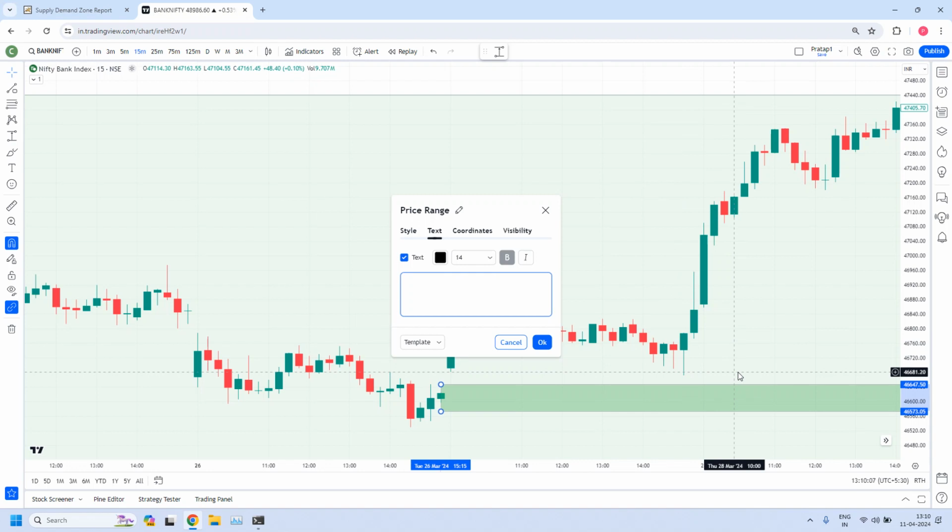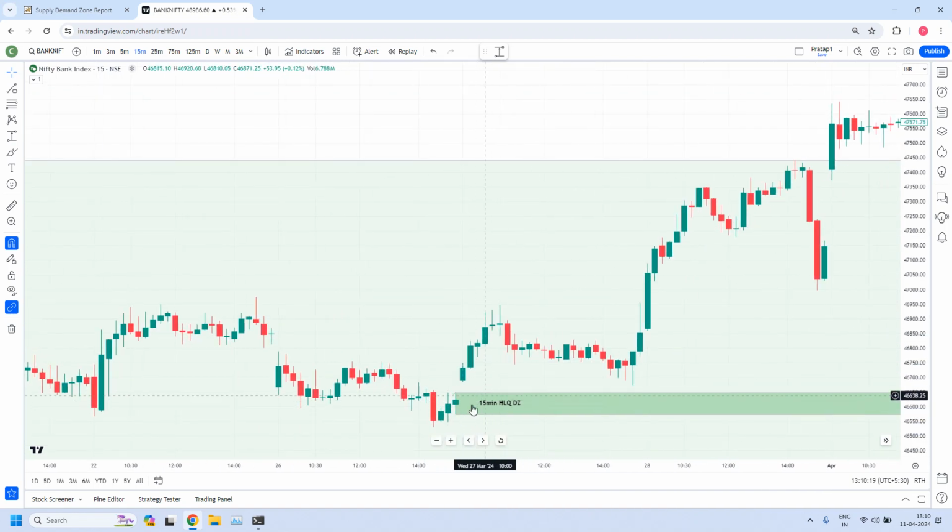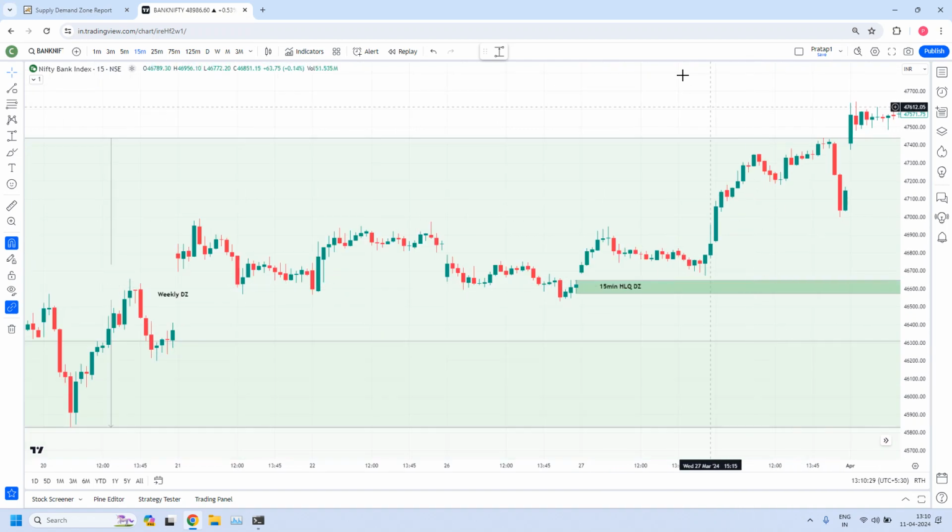So this is a 15 minutes high liquidity demand zone. If inside 5 minutes, this is a good area. When you fine tune at 5 minutes, if this is good, don't miss this zone. Next time when prices are entering, already a strong order flow is here in this area.